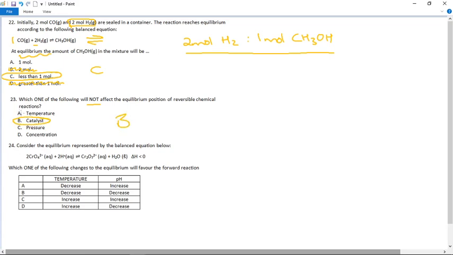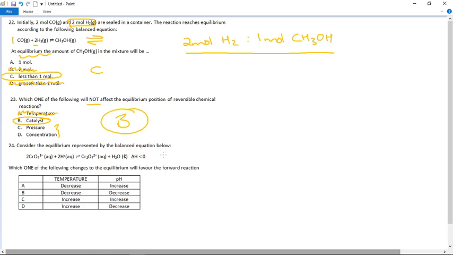Why is temperature wrong? Temperature will favor the endothermic reaction in a reversible reaction. So if you favor one reaction over the other, you affect the equilibrium position. With pressure, it depends on how many moles of gas are on the left or the right. And with concentration, the same thing. These can affect a reaction. They may not affect the equilibrium position, but the only thing that will never ever affect the equilibrium position is the presence of a catalyst.